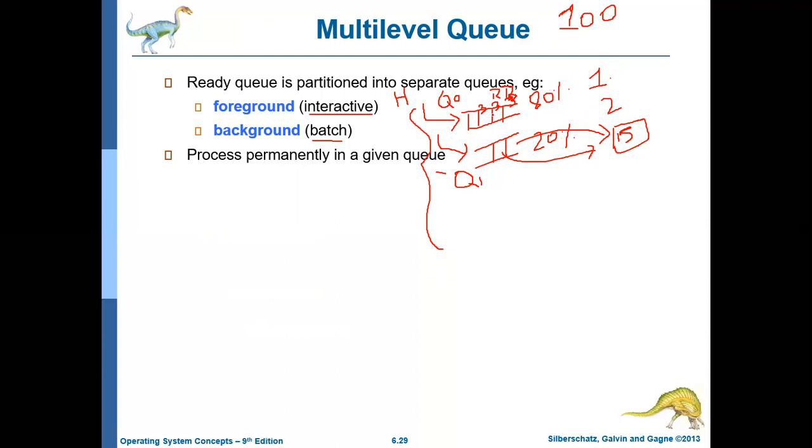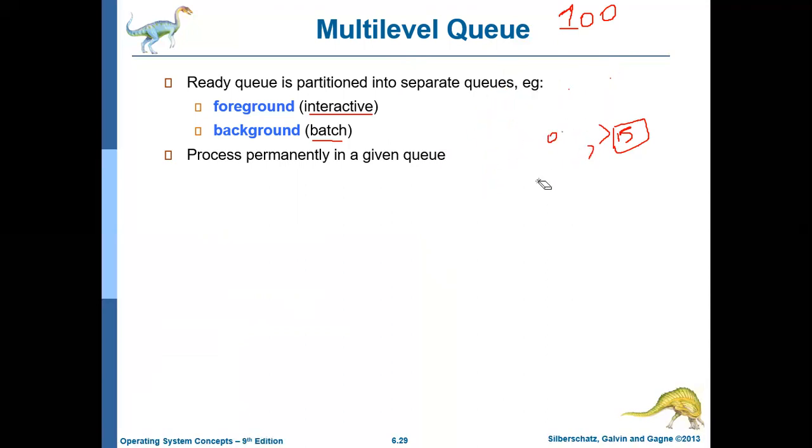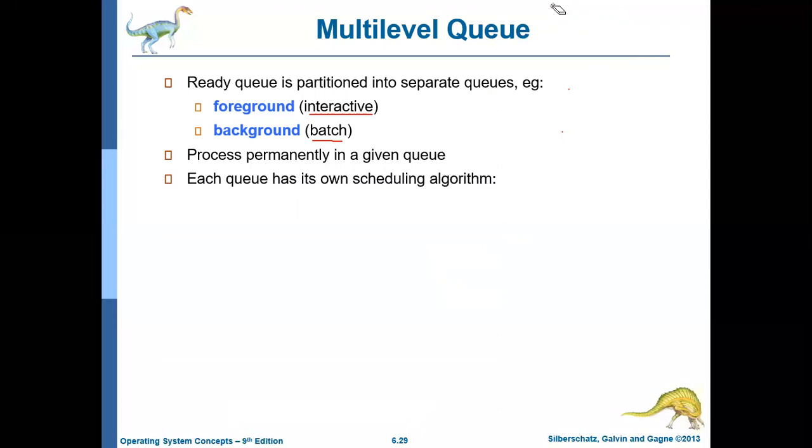Again the operating system will switch back to Q naught and start taking jobs from Q naught and assigning them to the CPU. So these are the different ways in which the processes can be assigned to the CPU. This is how the multi-level queue scheduling algorithm works. The processes will be permanently assigned to a given queue, and each queue will have its own scheduling algorithm. It is not that all queues should follow the same scheduling algorithm.